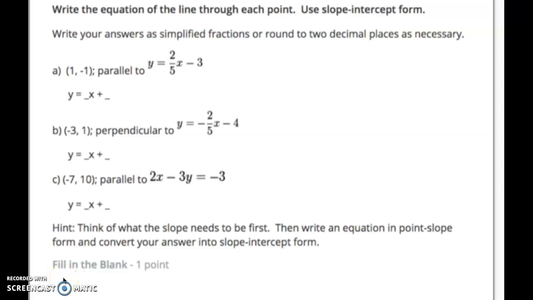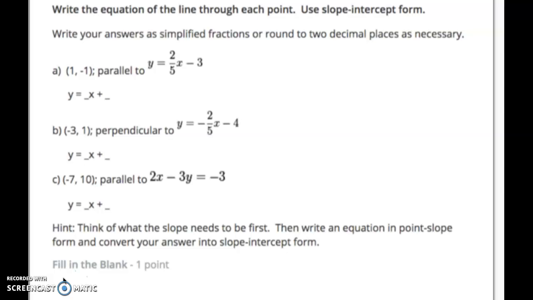Okay, I've gotten at least 2 questions about this problem already, so I'm just going to make a quick help video. So in each case, we're looking to write the equation in y equals mx plus b form. So you have these blanks, your m and your b, your slope and your y-intercept.